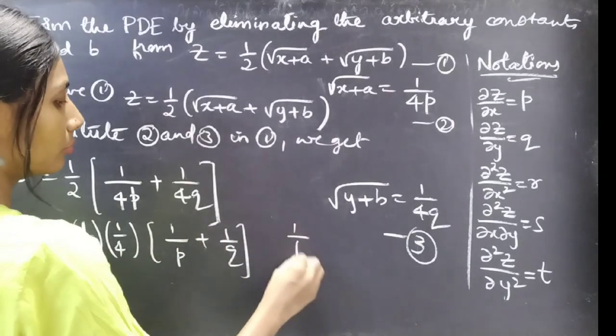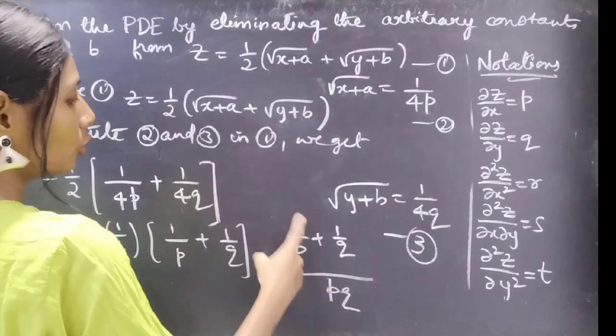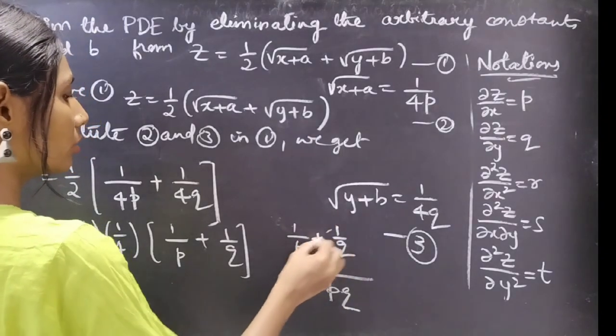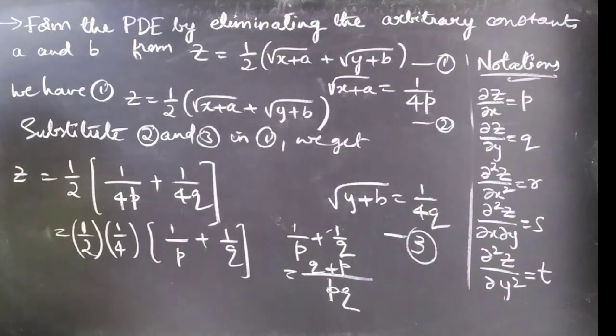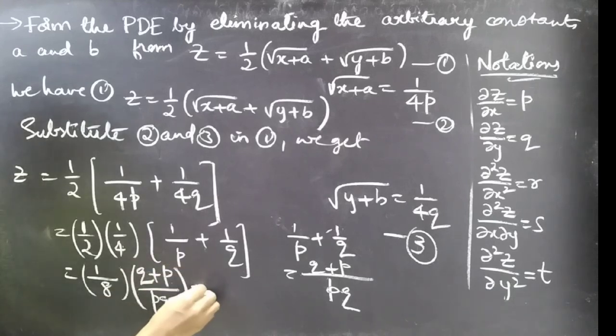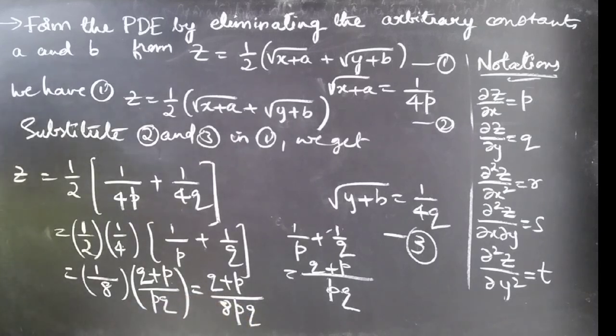Now let's simplify this. LCM of p and q. In the numerator, you'll get q. Just make a cross multiplication, otherwise you'll get q plus p. Okay, this gives us 1 by 2, 4 twos are 8, into q plus p by pq, right? Or we can write this as q plus p by 8pq, right? So we got z equal to q plus p by 8pq here.